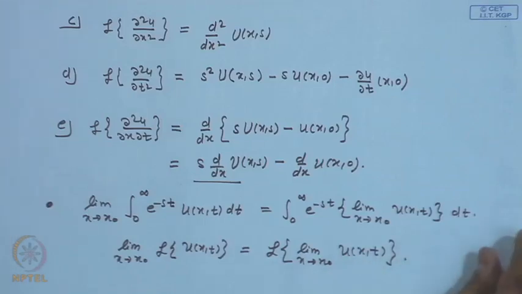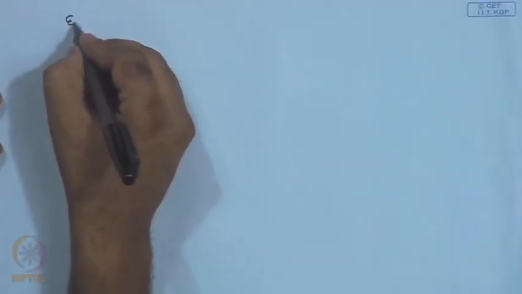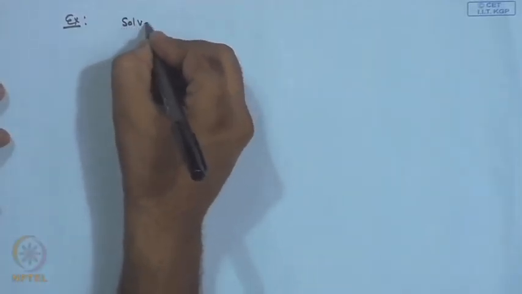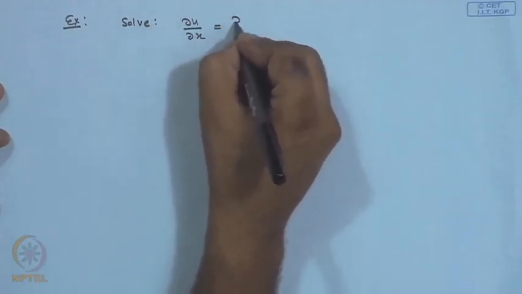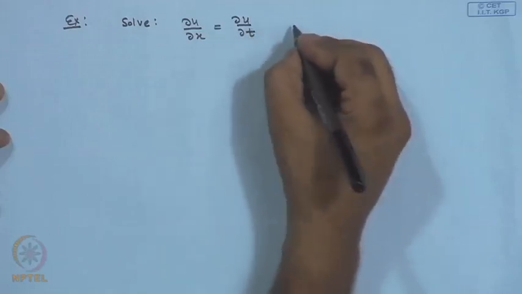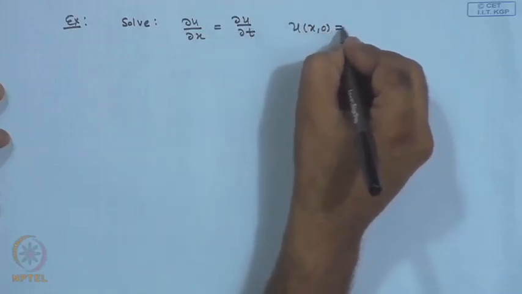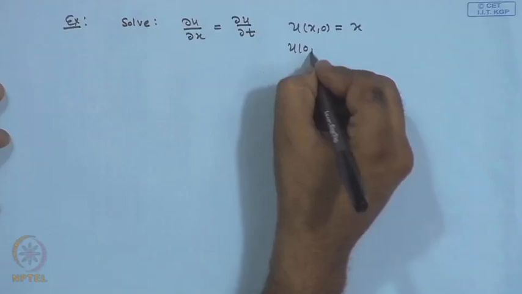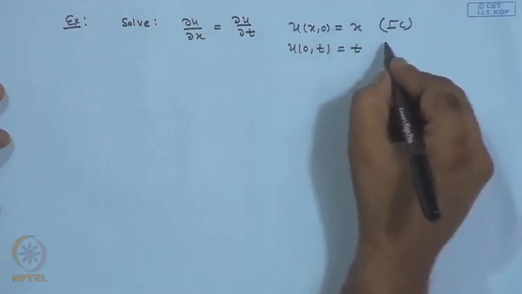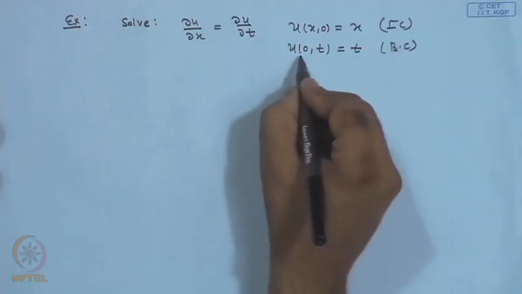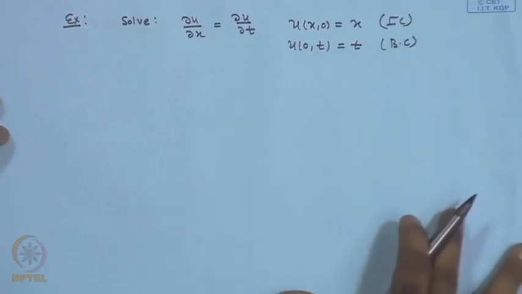With this information we can now continue with solving differential equations, and we take a very simple example first. Solve del u over del x equals del u over del t, with u(x,0) equal to x and u(0,t) equal to t. So this is the initial condition at t equal to 0, and this is the boundary condition: at x equal to 0 the value of u is given.